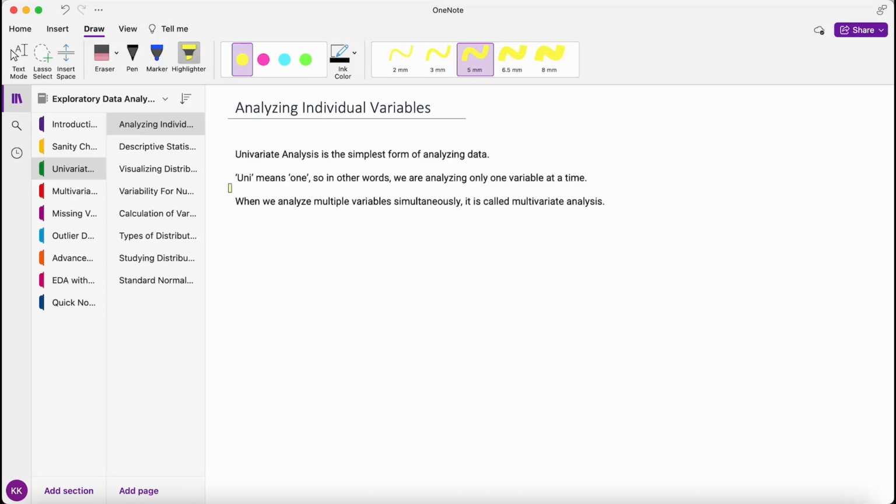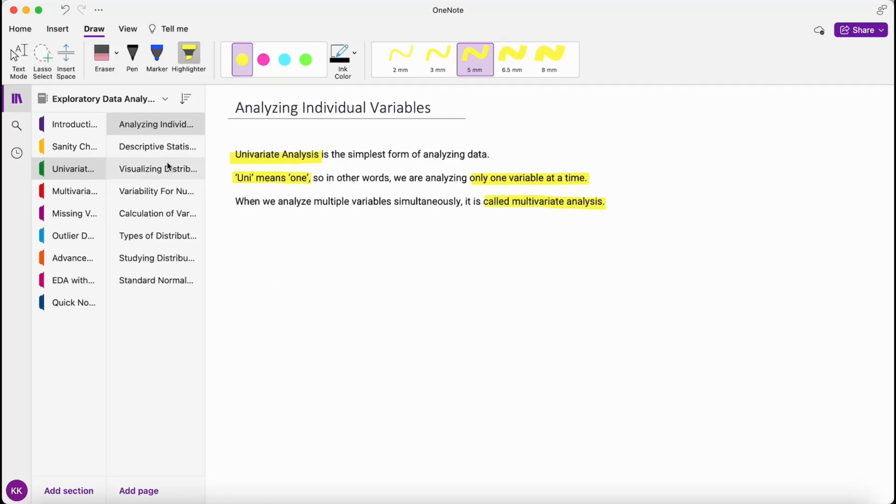Now let's understand univariate analysis. Univariate analysis is the simplest form of analyzing data. Uni means one. So in other words, we are analyzing only one variable at a time. When we analyze multiple variables simultaneously, it is called multivariate analysis. Today, we'll be focusing solely on single variables to understand their characteristics and summarize their patterns.